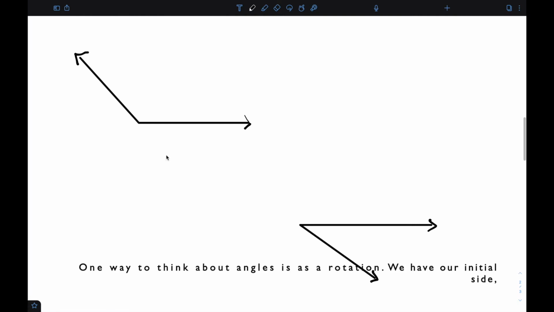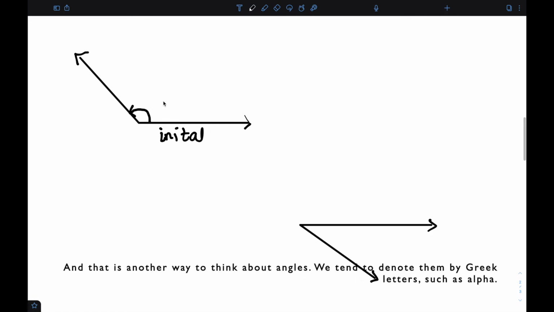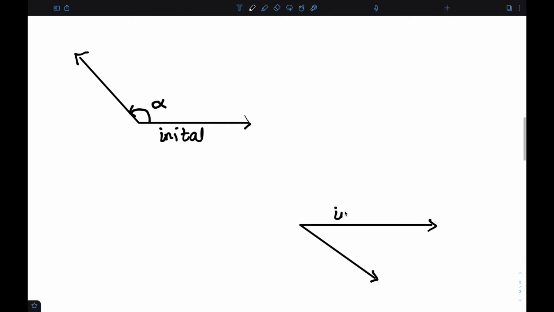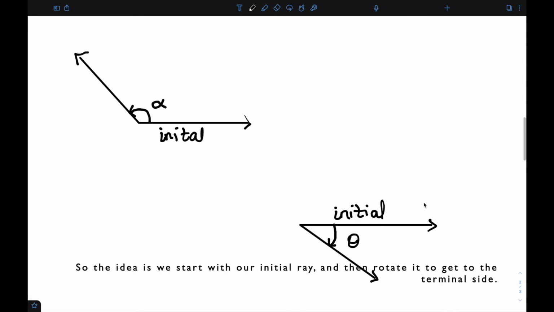One way to think about angles is as a rotation. We have our initial side, and we rotate it around to get to the terminal side. And that's another way to think about angles. We tend to denote them by Greek letters such as alpha. In this case, here's my initial side, and I rotate towards the other one. We'll call this one theta. And so the idea is we start with our initial ray and then rotate it to get to the terminal side.